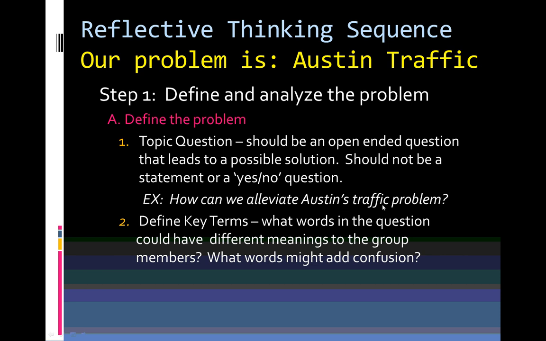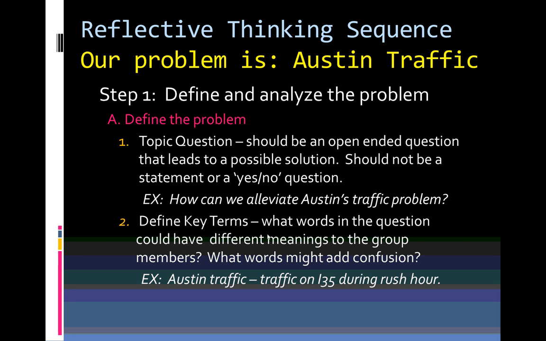Pretty much I would say that the key terms here would be Austin's traffic. Are you thinking about MOPAC? Are you thinking about the upper lower decks? Are you thinking about Palmer? Are you thinking about the red lights on Grand Avenue? What are you thinking? We need to make sure that the group is thinking the same problem.